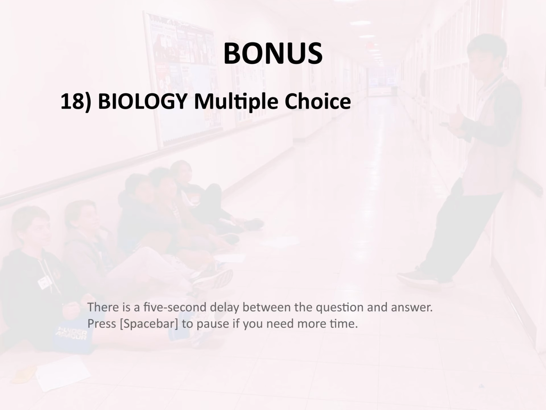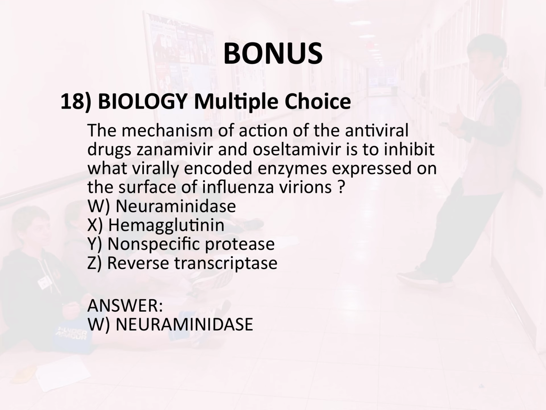Bonus, 18. Biology. Multiple choice. The mechanism of action of the antiviral drugs zanamivir and oseltamivir is to inhibit what virally encoded enzymes expressed on the surface of influenza virions? W. Neuraminidase, X. Hemagglutinin, Y. Nonspecific protease, Z. Reverse transcriptase. Answer, W. Neuraminidase.